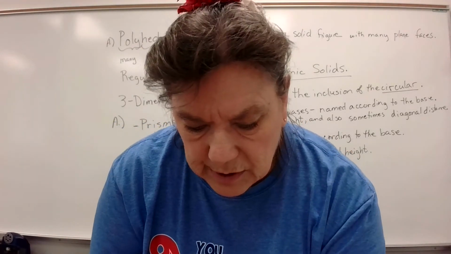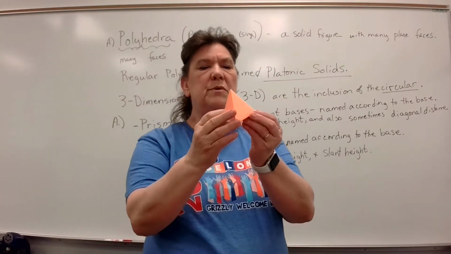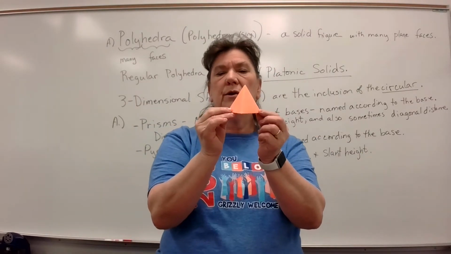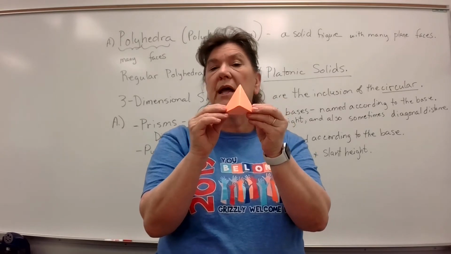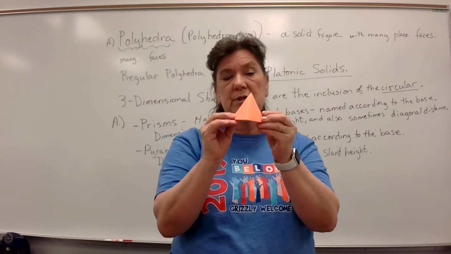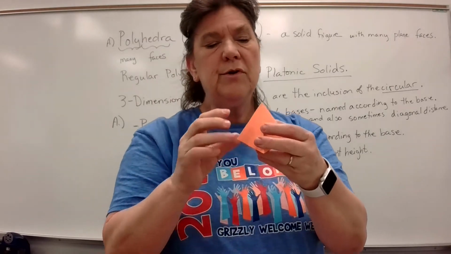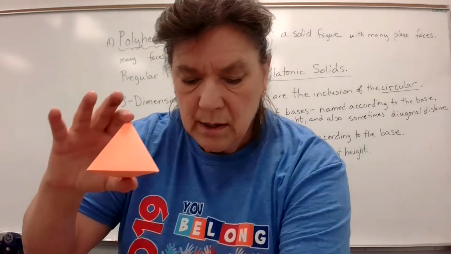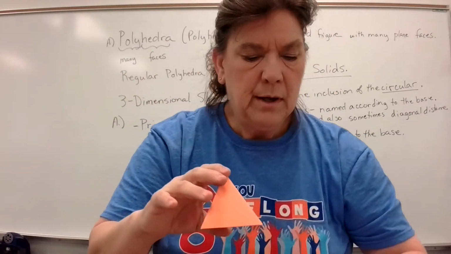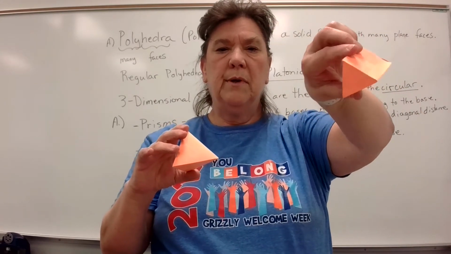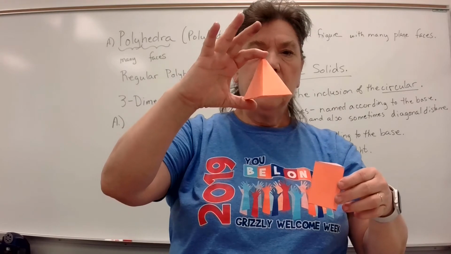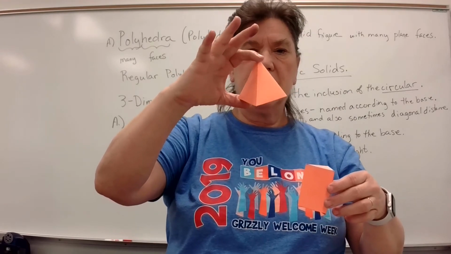Okay, now let's look at pyramids. This would be a triangular prism. Even though this one is completely equilateral, it actually has another name, and we'll talk about that later. But notice the difference between your prism and your pyramid. Your pyramid goes to a point on the top.